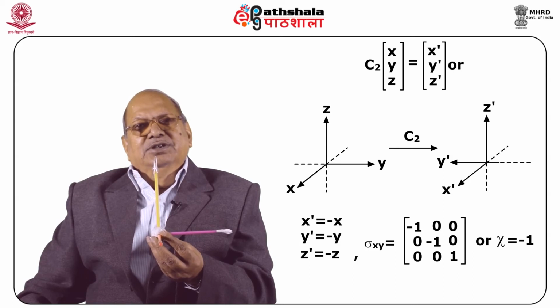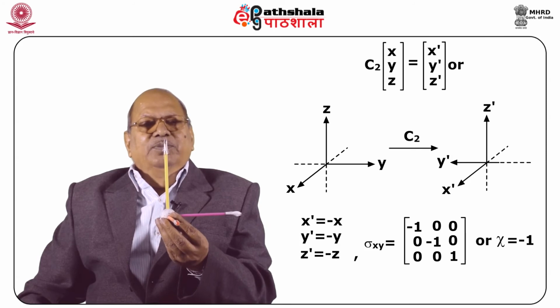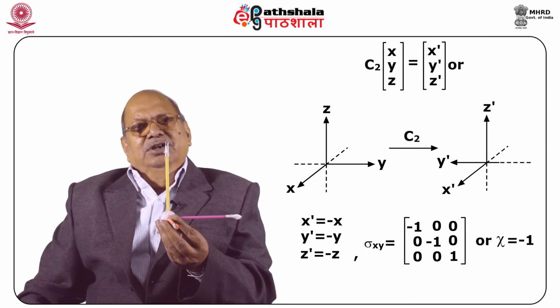The result is minus 1 0 0, 0 minus 1 0, 0 0 1, that is chi is equal to minus 1. That is, if I carry out C2 operation on these 3 Cartesian coordinate vectors, I will get chi is equal to minus 1.